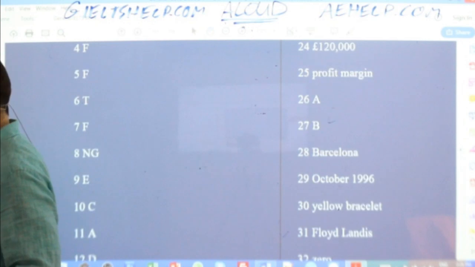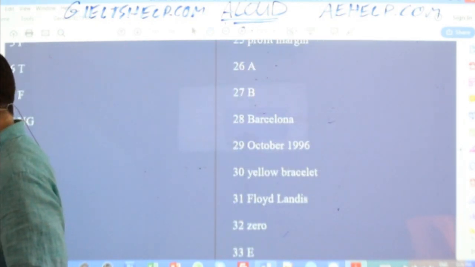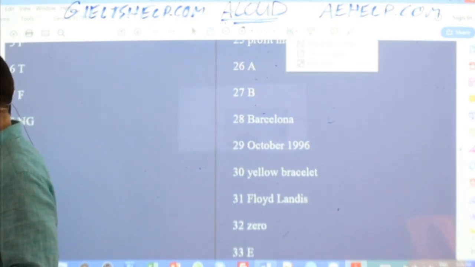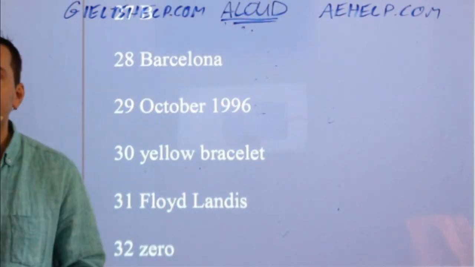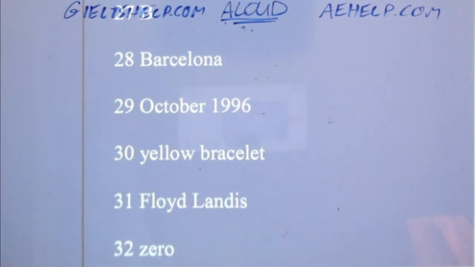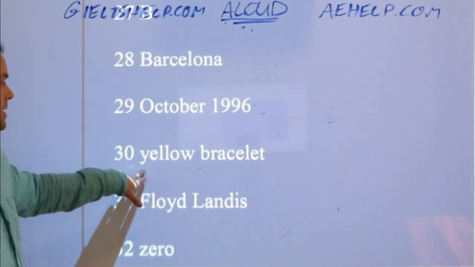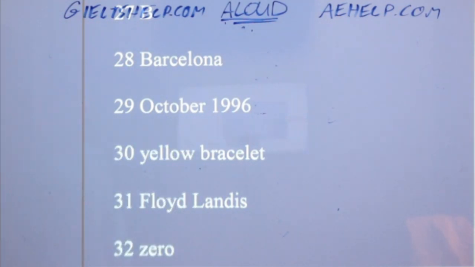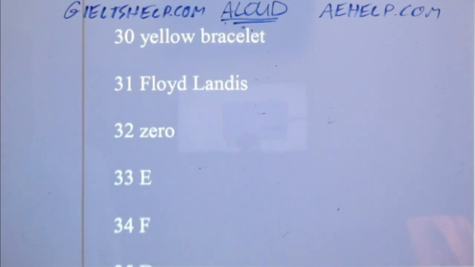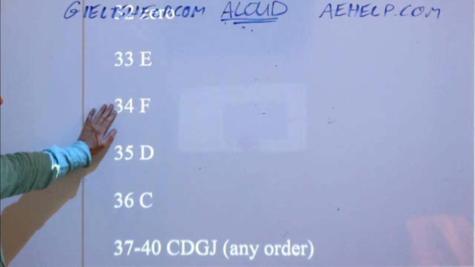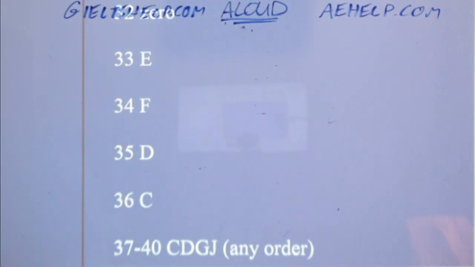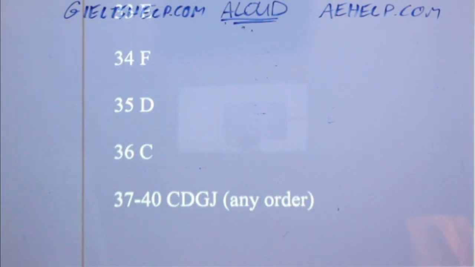Okay, here we go. All right, students, so see how you did. Here we go. Barcelona, that's great. Okay, October 1996, good. Yellow bracelet. Floyd Landis, and 0. Fantastic. All right. E, F, D, and C. That was fantastic. Good job there.